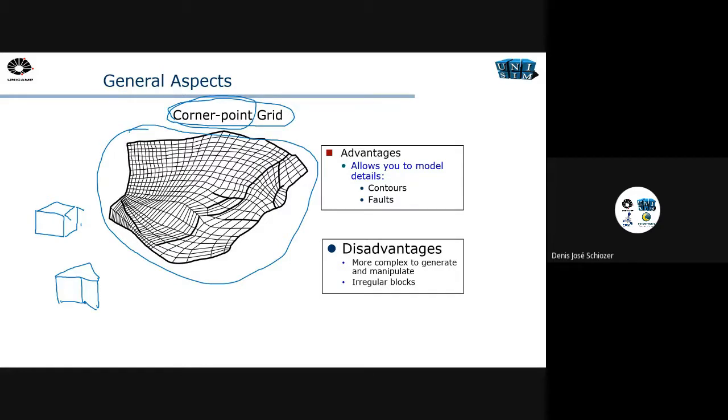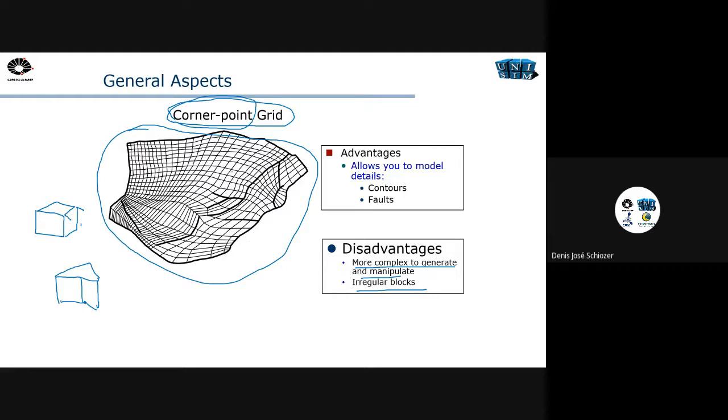So this was very difficult to do in the past, because instead of one block, I have to put in all the points, all the corners, and it's not so easy. But it's very popular today because software like Petrel and others can generate corner points automatically, considering all the complex geometry we have in the reservoir. Okay. One difficult aspect is that they are a little more complex to generate and manipulate. They have irregular blocks that cause some problems.